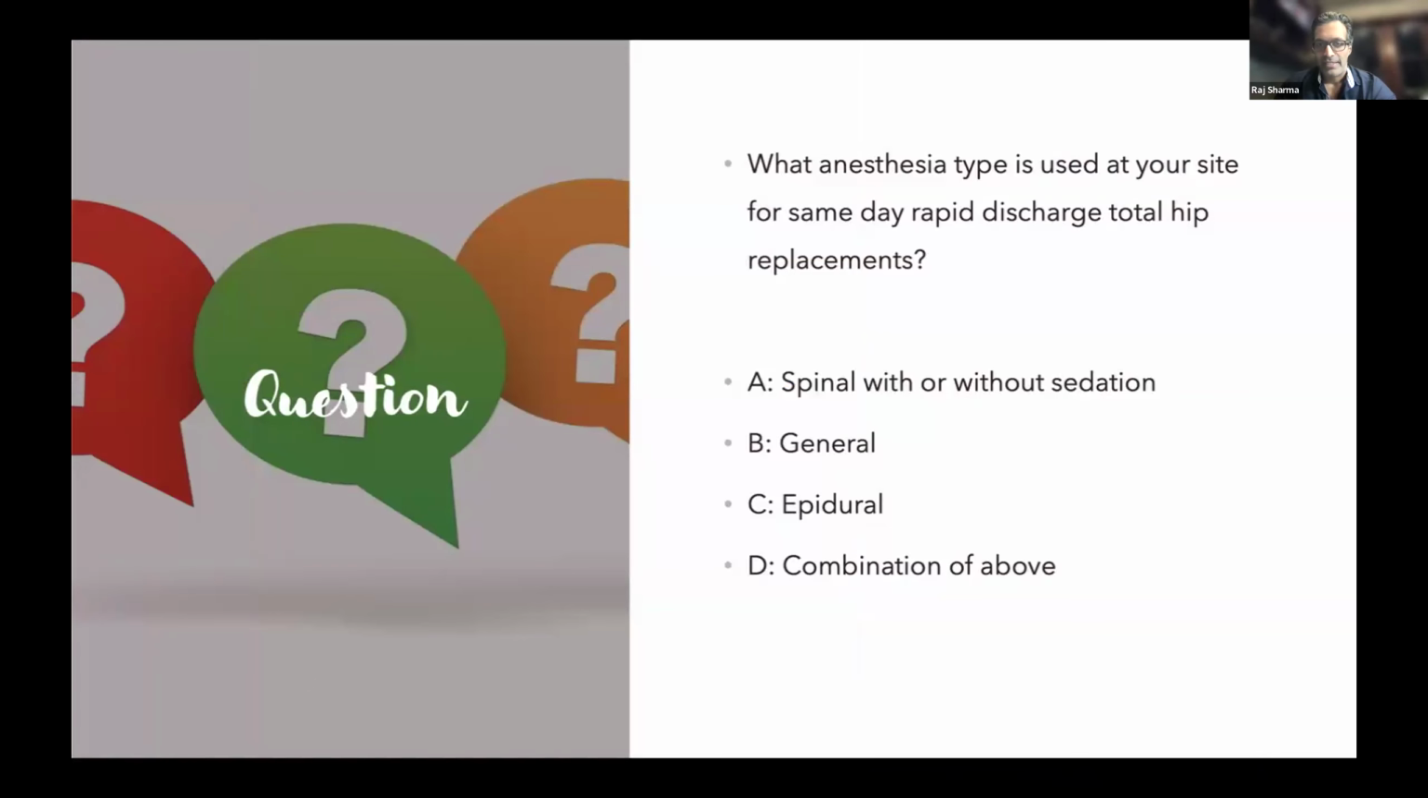So before I jump into that, quick question, poll the audience. In terms of what anesthesia type is used at your site for same-day rapid discharge total hip replacements? So 4 options there: spinal, with or without sedation, general, epidural, or combination. All right, spinal. Perfect.